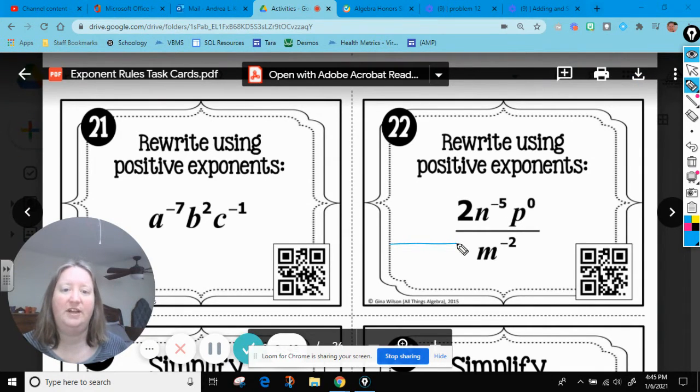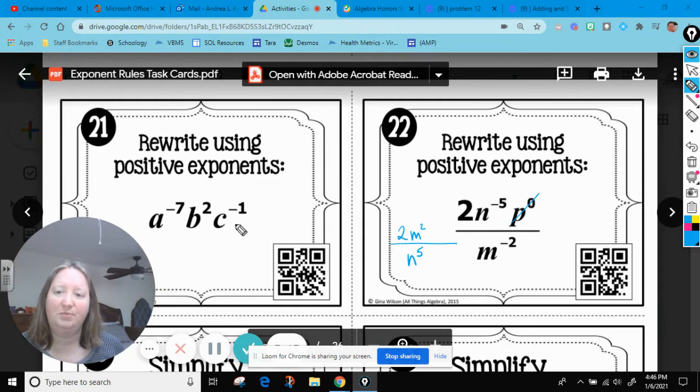So my first step would just be move everything to get rid of the negatives. So now I have 2m to the 2nd, n to the 5th. See how basically they just lost their negativity, but they kept the same exponent. Let's just let this go, because it was just turning into 1. And there's nothing else to simplify here. m's and n's do not cancel each other out.